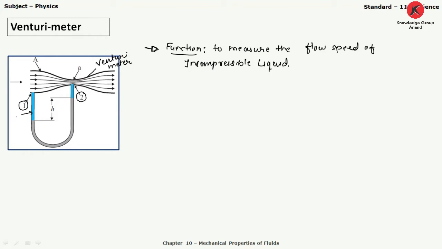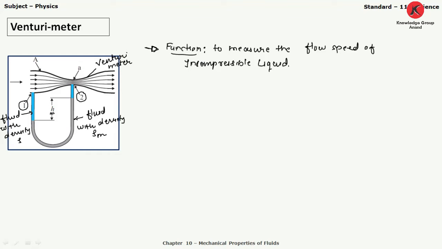Here this is fluid with density rho, and here this is mercury, means fluid with density rho m. Clear? And this is the difference in height in level of both the fluids, which is indicated as h.